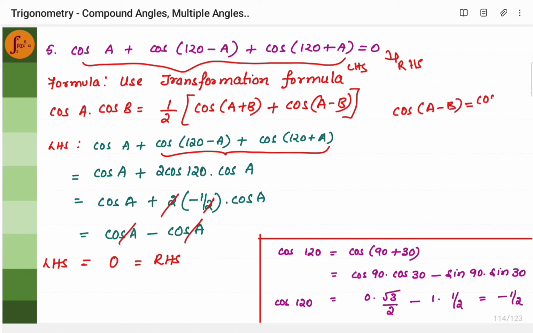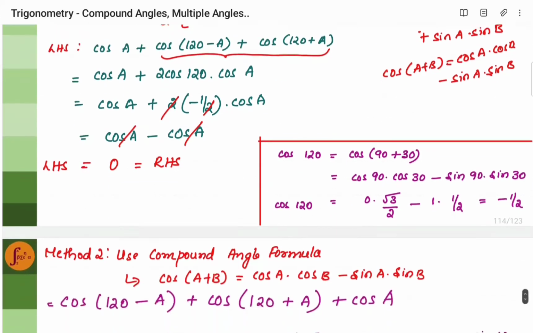Cos a minus b is cos a cos b plus sine a into sine b. This is the cos a minus b formula. Here we can use the cos a plus b formula. Cos a plus b is cos a into cos b minus sine a into sine b, right?